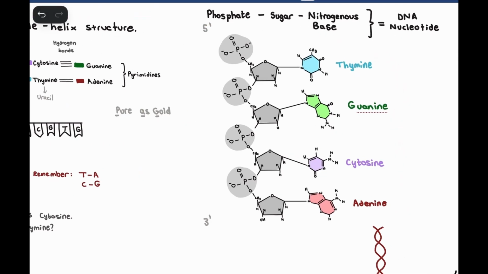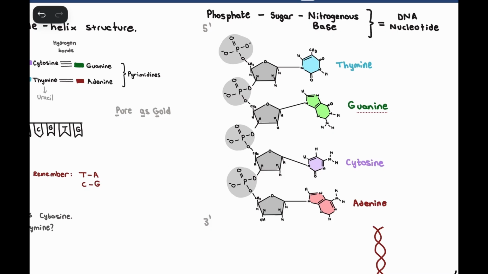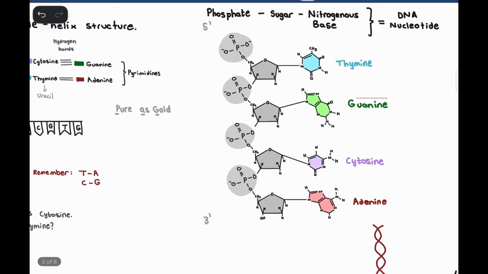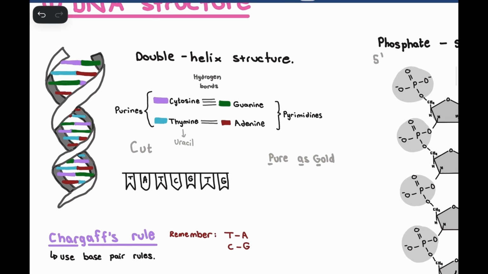There are 4 different types of nitrogenous bases. You have thymine, guanine, cytosine, and adenine. And then later on when you learn about protein synthesis, you will see that thymine is often replaced with uracil. But that's for a later stage. It is important to know the base pairing rules. That is this here.